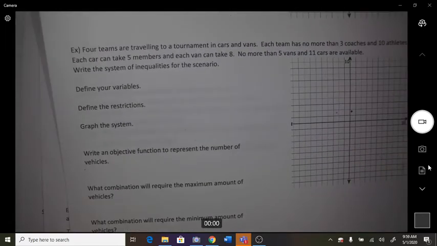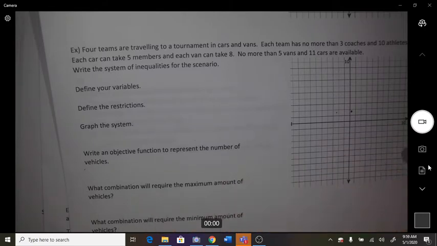Okay, next one. 4 teams are traveling to a tournament, cars and vans. Each team has no more than 3 coaches and 10 athletes. Each car takes 5, each van takes 8. No more than 5 vans and 11 cars are available. Okay, writing a system of inequalities.